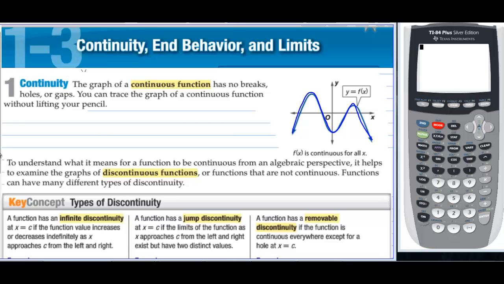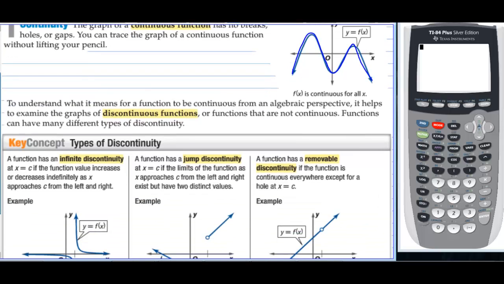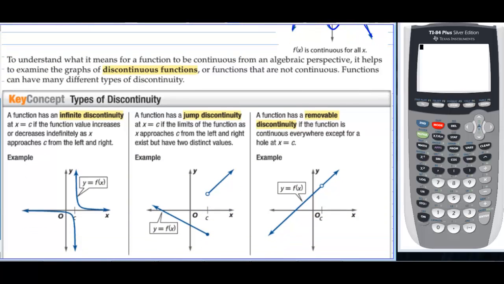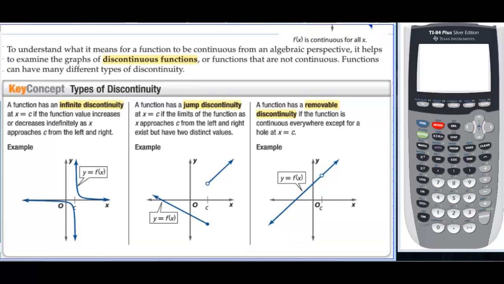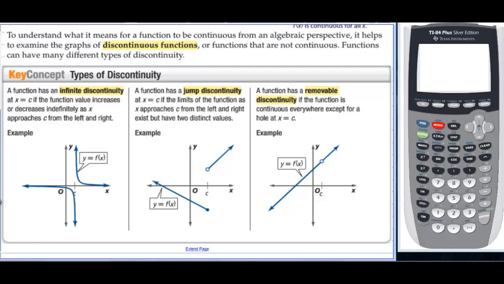To understand what it means for a function to be continuous from an algebraic perspective, it helps to examine the graphs of discontinuous functions, or functions that are not continuous. Functions can have many different types of discontinuity. The first one we're going to look at is an infinite discontinuity. In other words, at some value c, the graph is either going down as it gets closer to that c, or going up to infinity as it gets closer. So it's either going down to negative infinity or up to infinity.